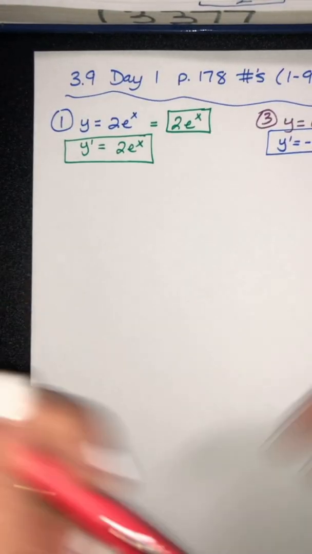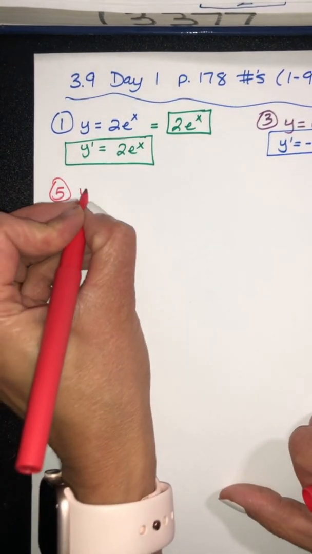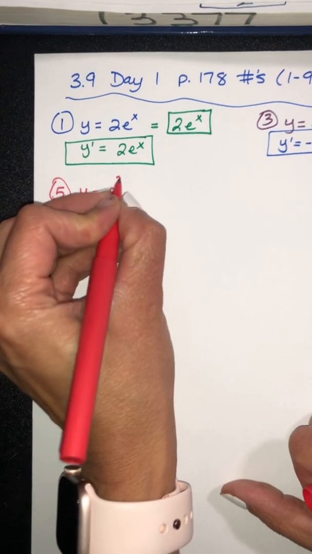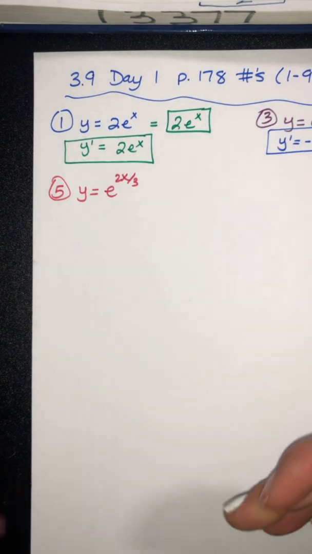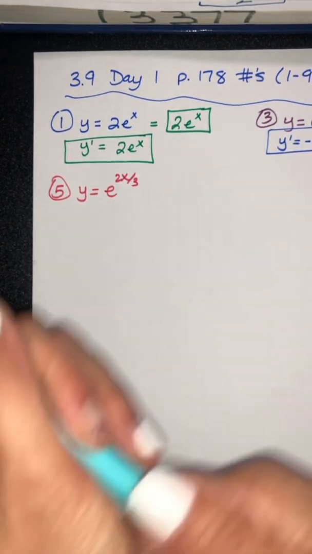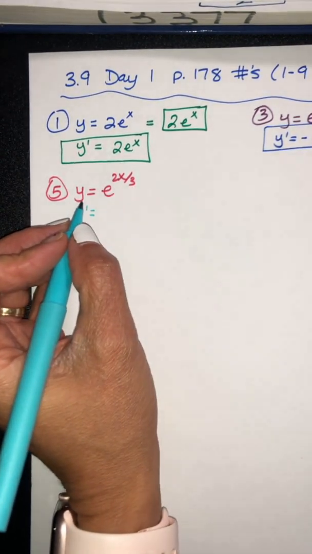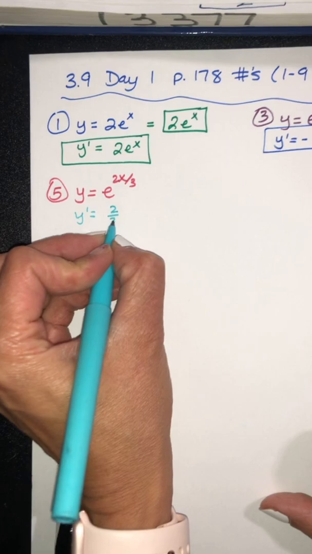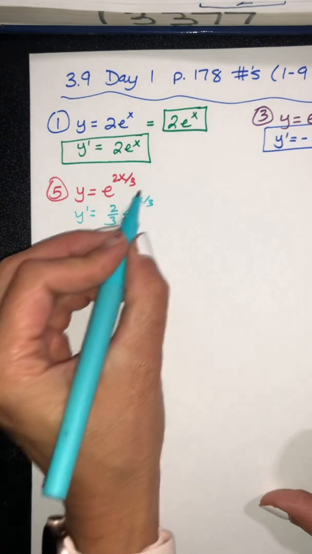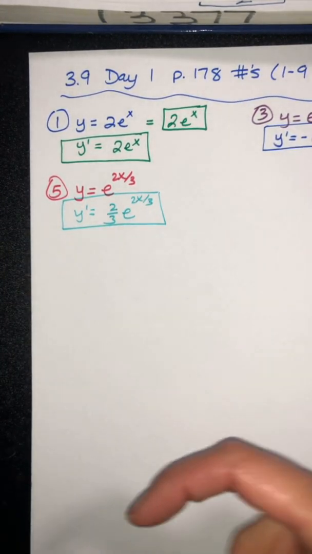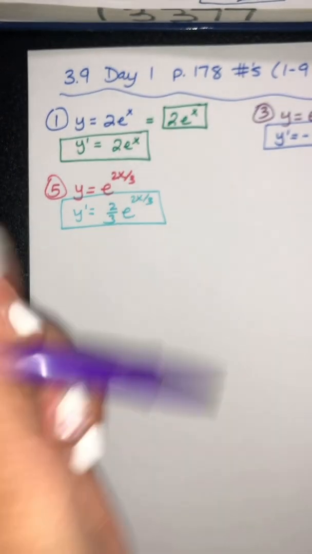All right. Number 5 would be the next one. Number 5 is y equals e to the 2x over 3. In other words, 2/3 x. Well, we need to take its derivative. We have to take the derivative of that exponent. The derivative of 2/3 x would be 2/3, and then we would have the same thing, e to the 2x over 3. So the e's are pretty easy. You just have to remember that they're themselves. You just have to make sure to take a derivative of the exponent.